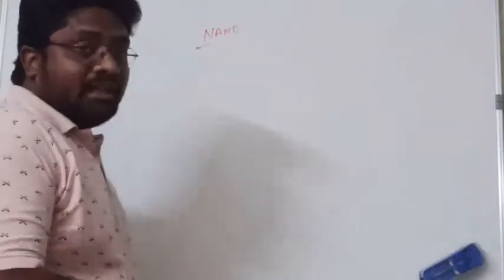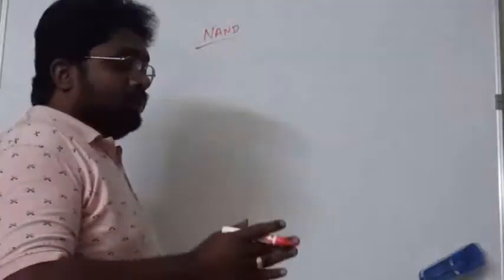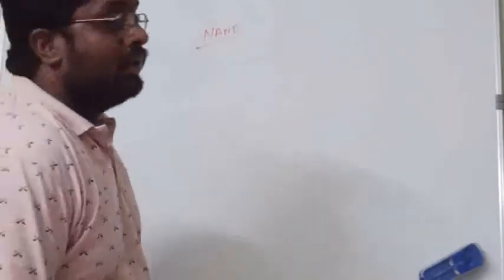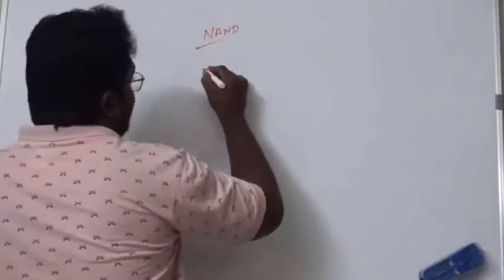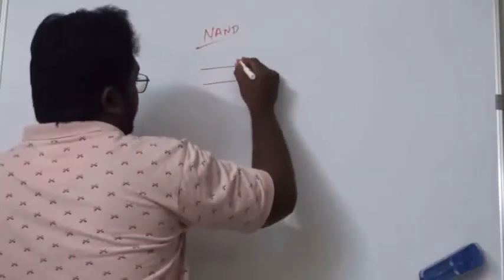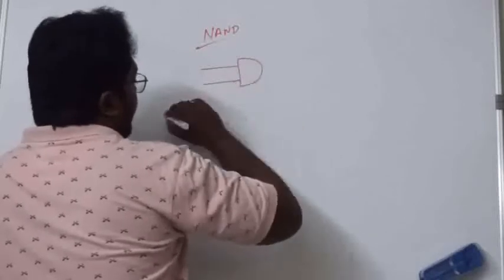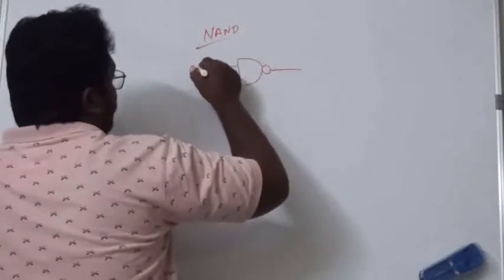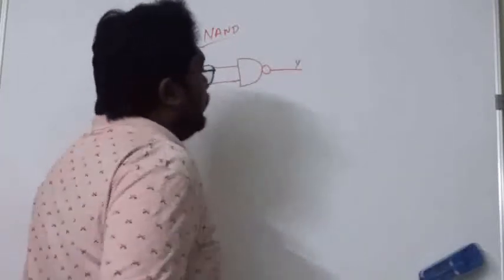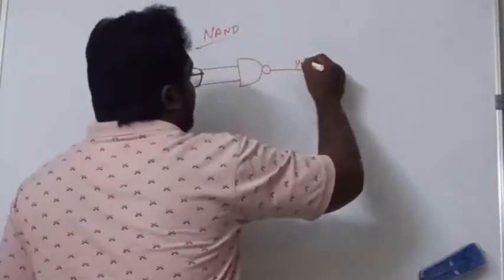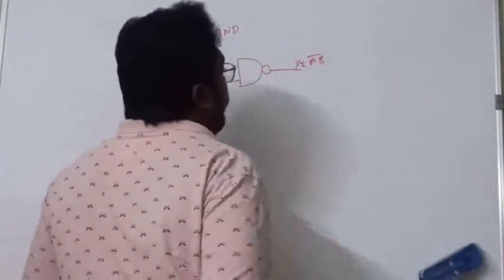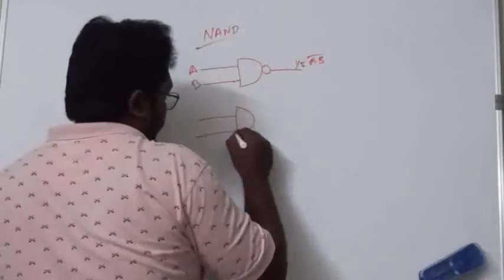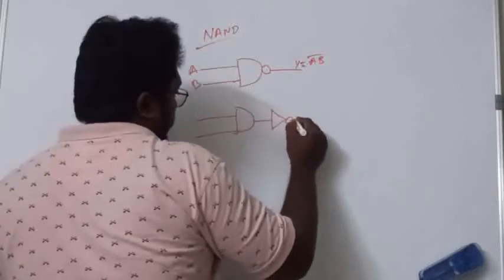So the NAND gate is nothing but adding the NOT gate to the AND gate, and then we will get the NAND gate. The logical symbol for this NAND gate is just like an AND gate, and here I am adding the NOT. So here I have two inputs A, B and the output Y. Y is represented as Y = (A . B) whole complement, and this is nothing but the AND gate with a NOT gate.